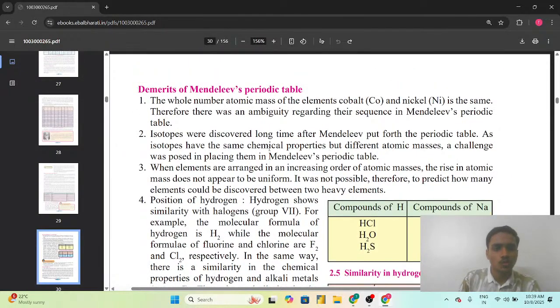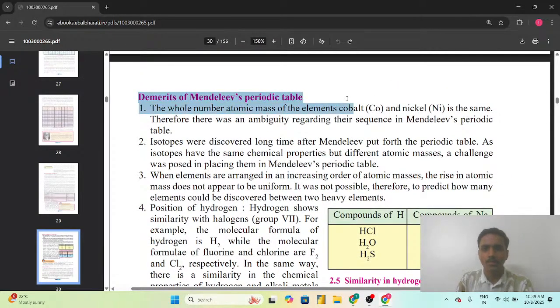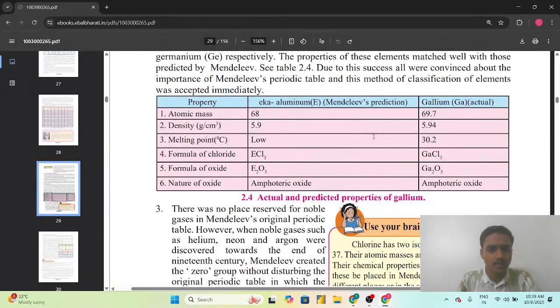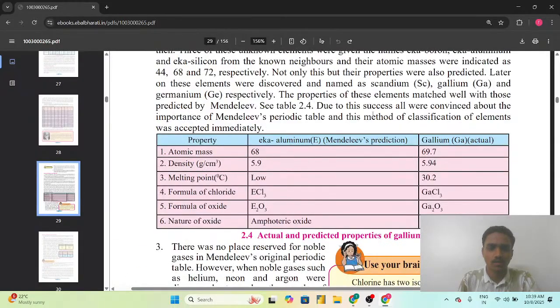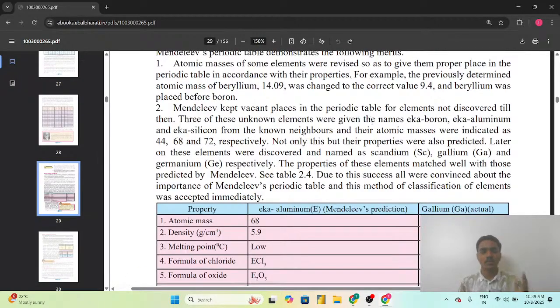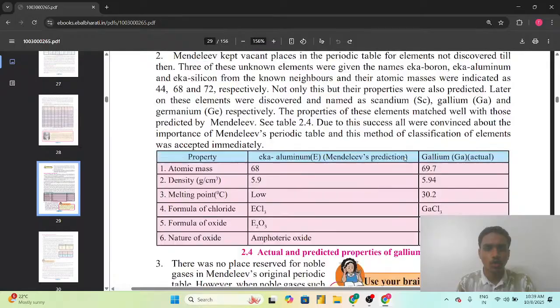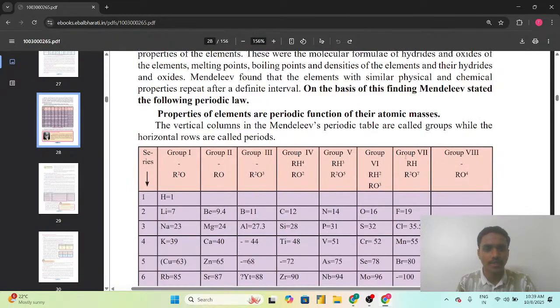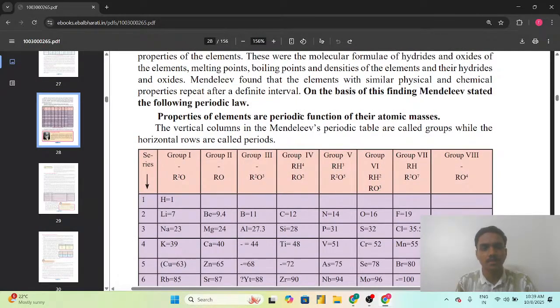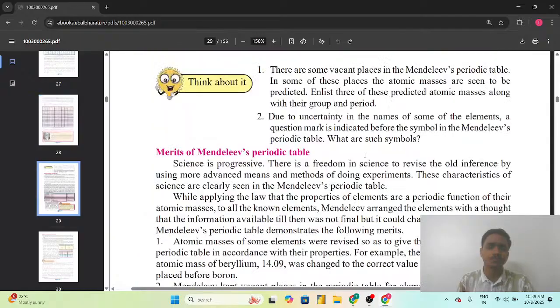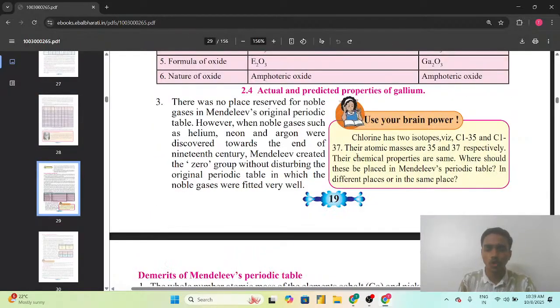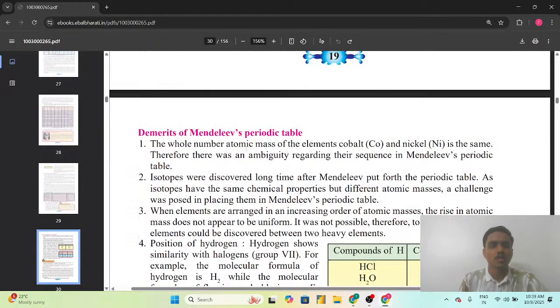So demerits of the Mendeleev periodic table, क्या क्या demerits निकले? Merits, as we have seen, it has played a very revolutionary role in the formation and classification of the elements, and the formation of the new, that is the periodic law, that stated we have seen properties of the elements are the periodic function of their atomic masses. These all have brought a revolutionary step in the classification of the elements. तो कुछ demerits भी निकले, तो क्या थे?